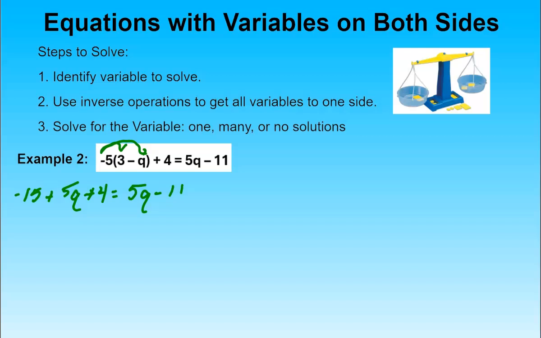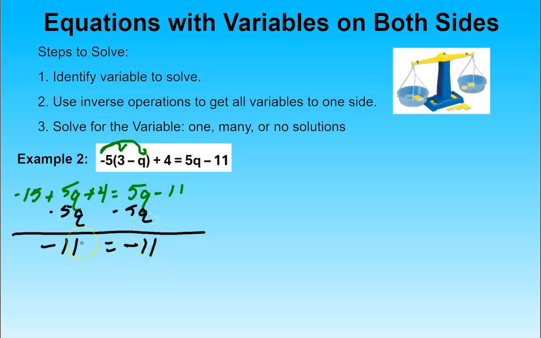Once I got rid of my parentheses, now I can get my variables to one side. To do that, I'm going to get my q's to the left. So I'm going to subtract 5q on both sides. And when I subtract 5q on both sides, on the left side I have negative 15 plus 4, which is a negative 11. And on the right-hand side, all I have left is a negative 11.